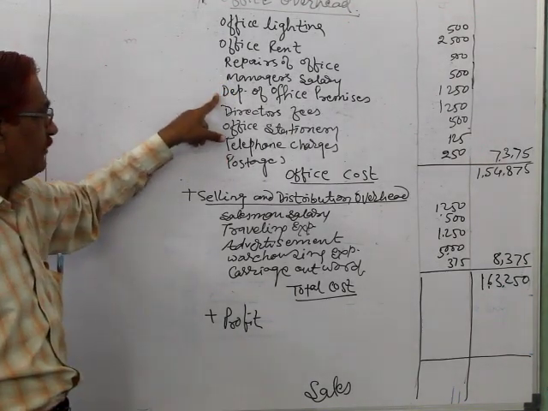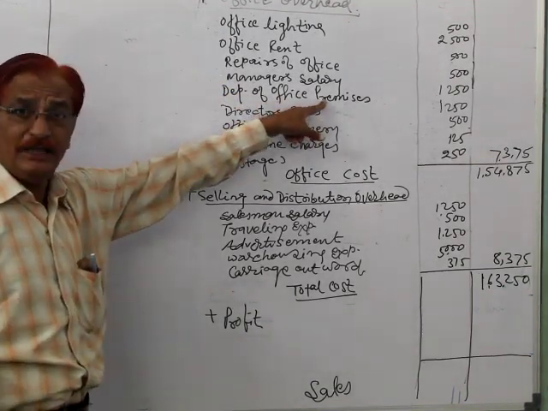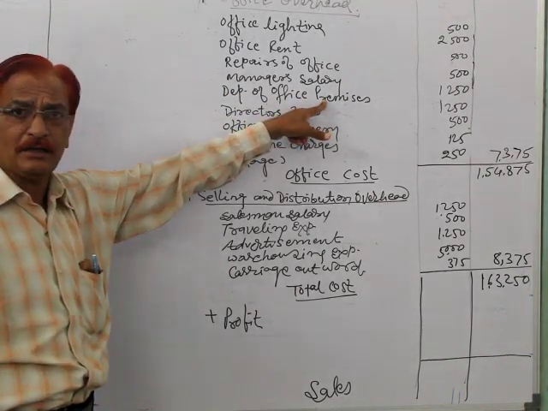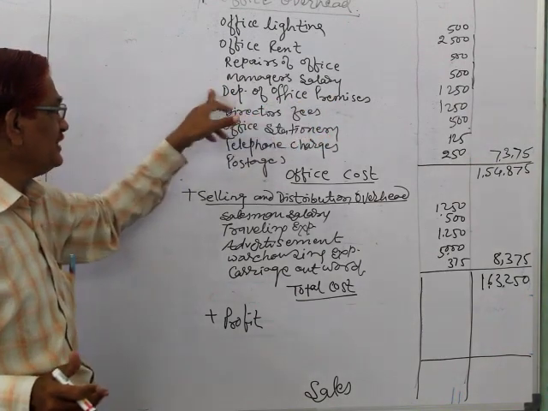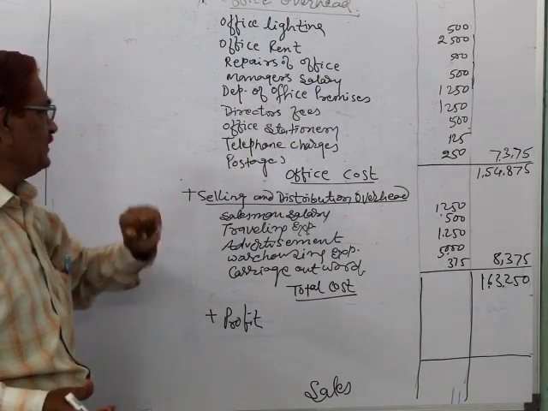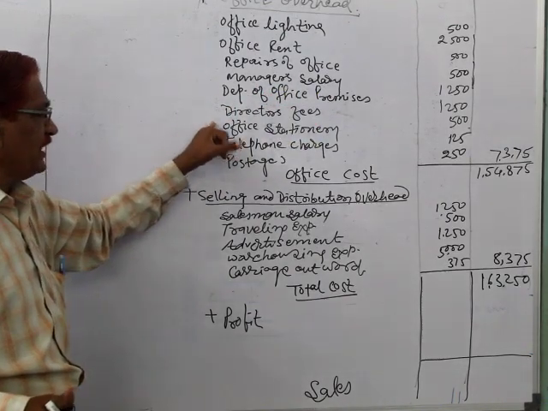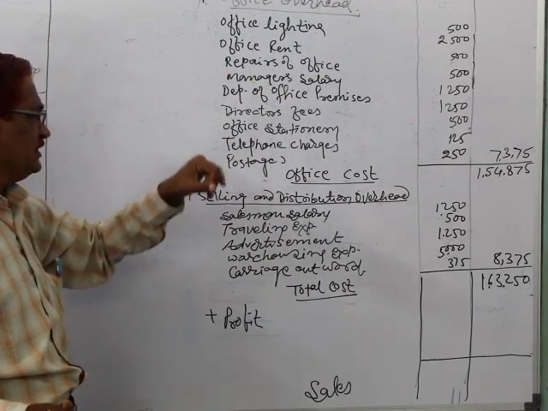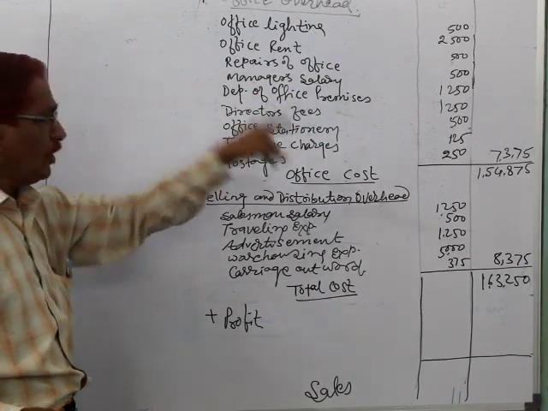Then depreciation of office premises. When the factory premises depreciation, it is a part of factory. But here is the office premises depreciation, office expenditure. Director fees, office expenditure. Office stationery, office expenditure. Telephone charges, office expenditure. Postage, office expenditure.